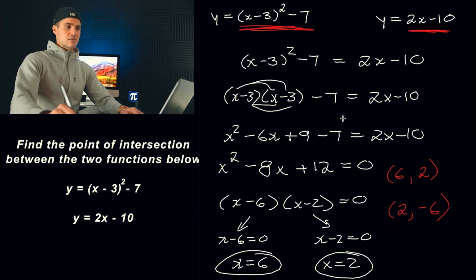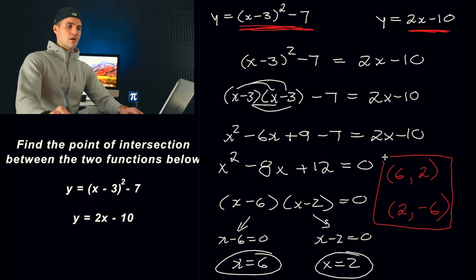And again, you could test it. If you plug in 6 here, you would have 6 minus 3 squared, which is 9. Minus 7 does give us 2. If I plug in 2, 2 minus 3 is negative 1. Squared, it's positive 1. Minus 7 gives us negative 6. Right? So right there, those are the 2 points of intersection.